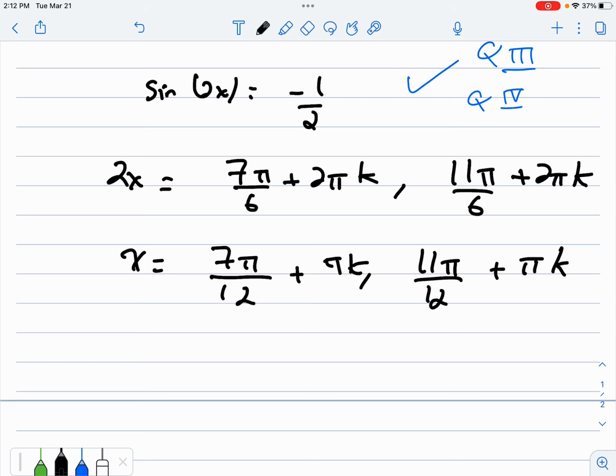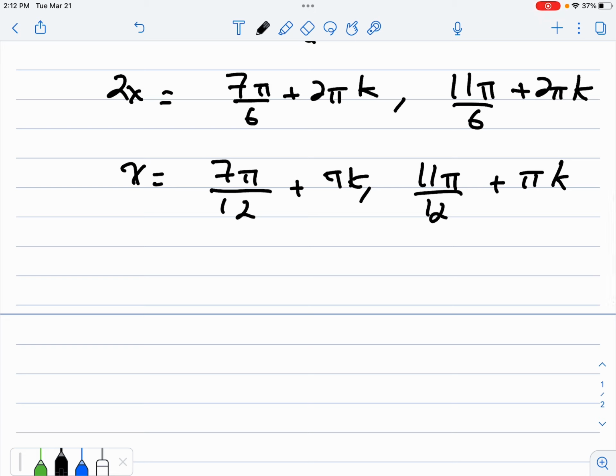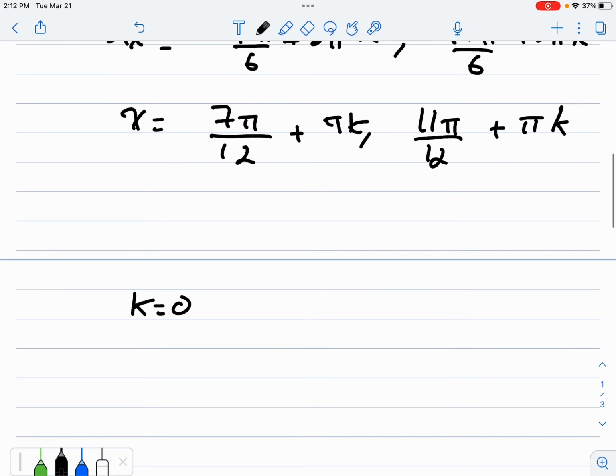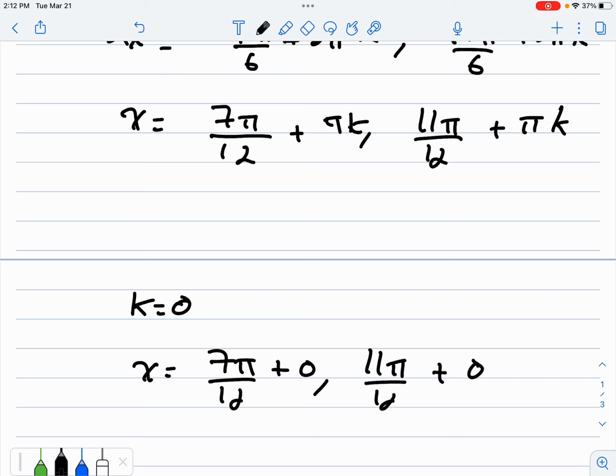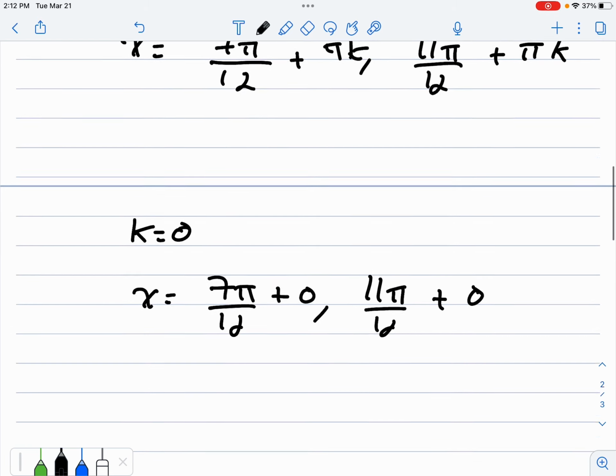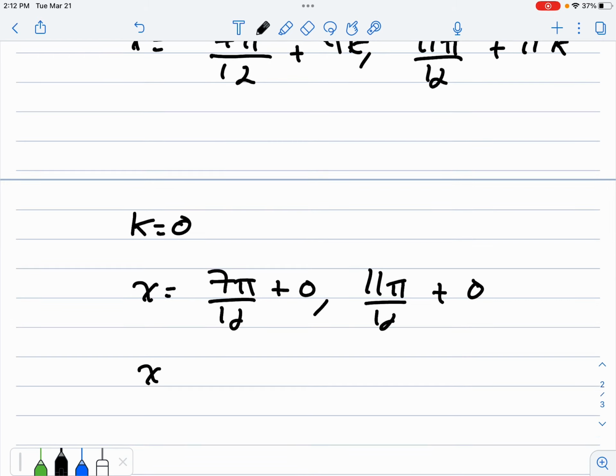And we will now plug in values for k to find all our solutions in that interval from 0 to 2 pi. So if I let k equal 0, and as I said, you can let k be any integer, so it could be negative. However, I'm only looking for the solutions in the interval 0 to 2 pi. And if you let k be negative values, you're just going to get negative values for x. So we're not interested in that.